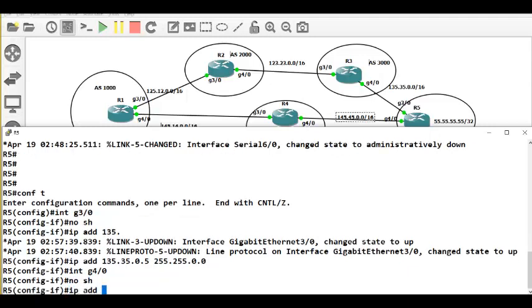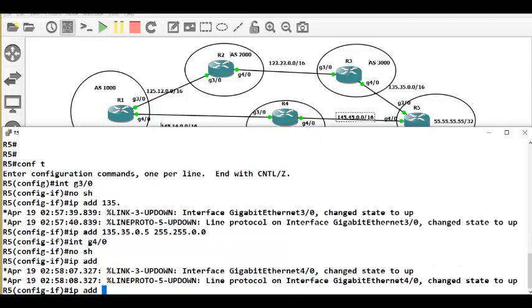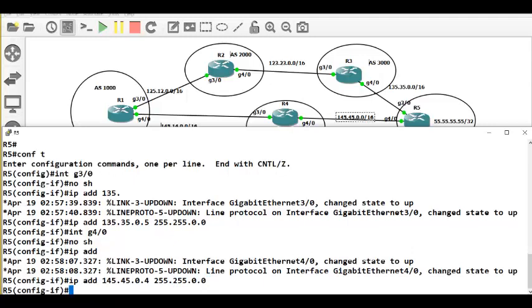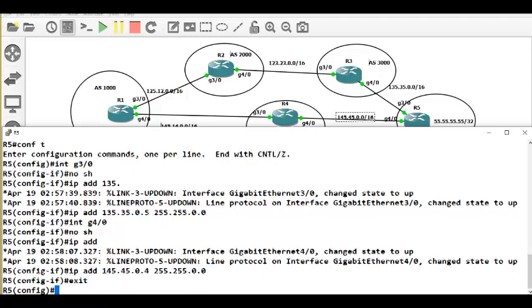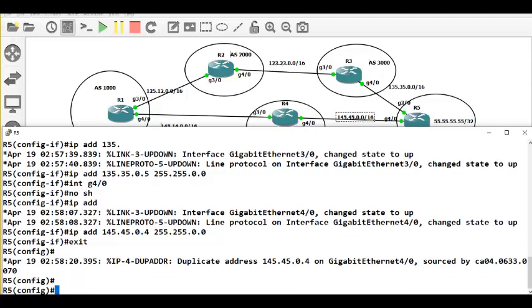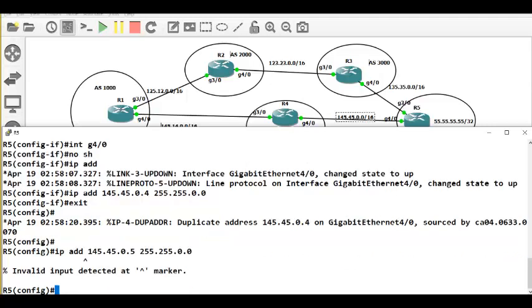IP address is 145.45.0.4. And then I also have a, oh sorry, something is wrong, not 4, 5 here. You know how I know something is wrong? Immediately it was showing me an error.